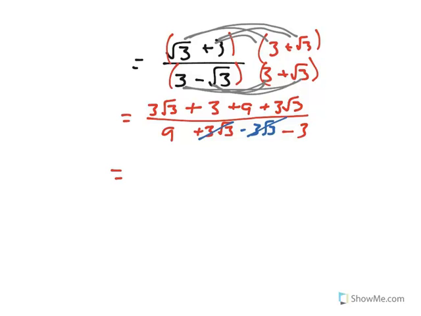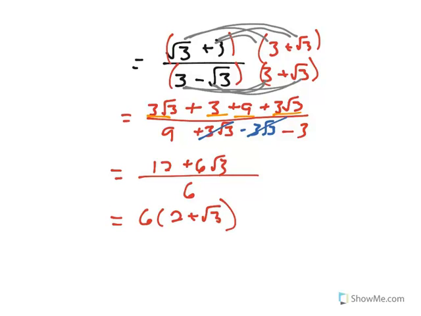Simplifying this, we have a plus 3 and a plus 9, which is 12. 3 square roots of 3 plus 3 square roots of 3 is going to be 6 square roots of 3. On the bottom, 9 minus 3 is 6. We can factor a 6 out of the numerator. If you're multiplying the same thing on the top and the bottom, that means you can divide the top and bottom by that thing. 6 divided by 6 is 1.